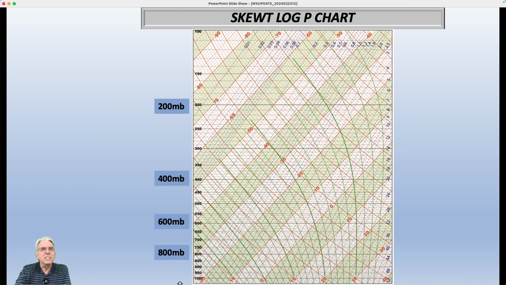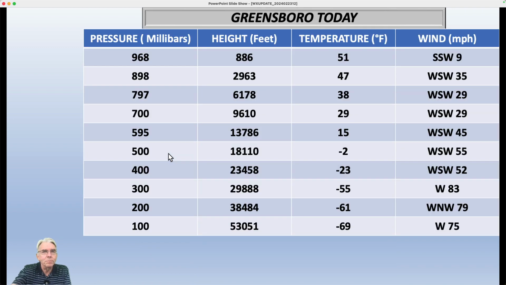Let me go back. So you see how the distance between these labels is getting bigger and bigger, okay? So the same amount of mass between 800 and 600, but you don't have to go up nearly as much distance as you do to go up 200 millibars here. It requires much more distance because the air is less dense.